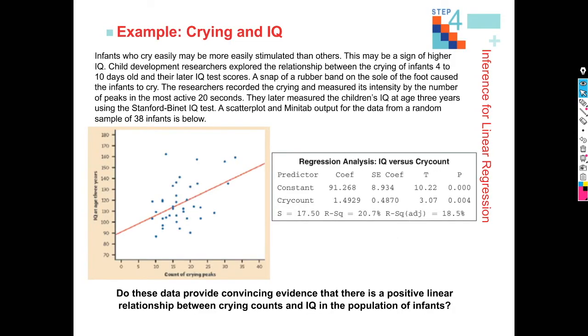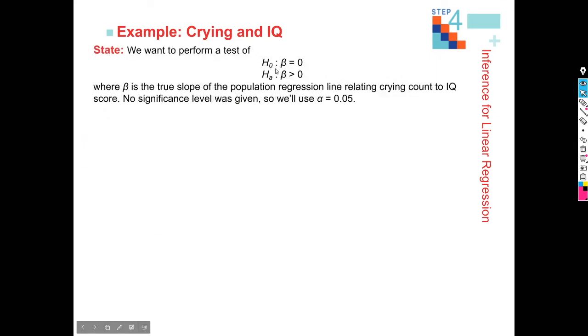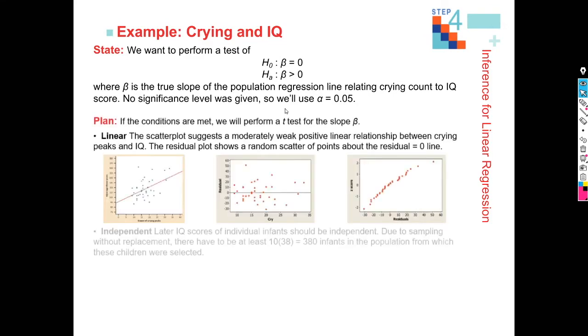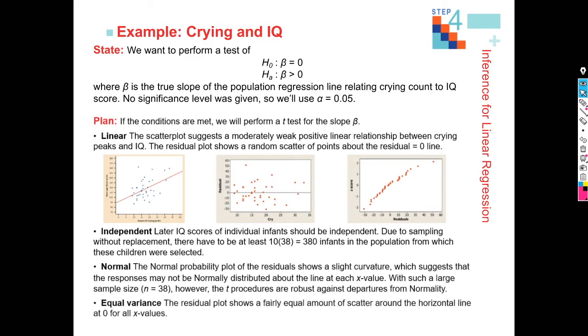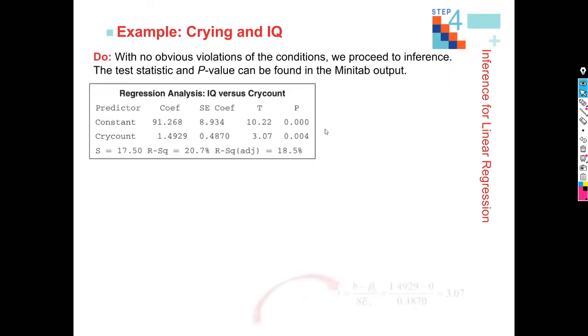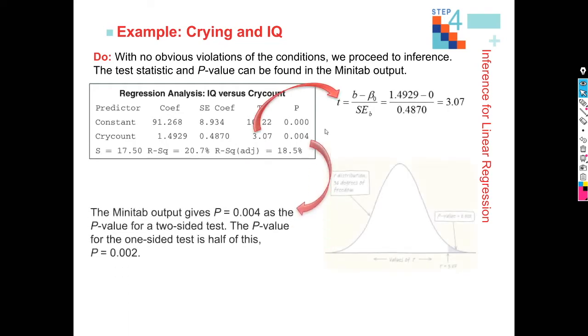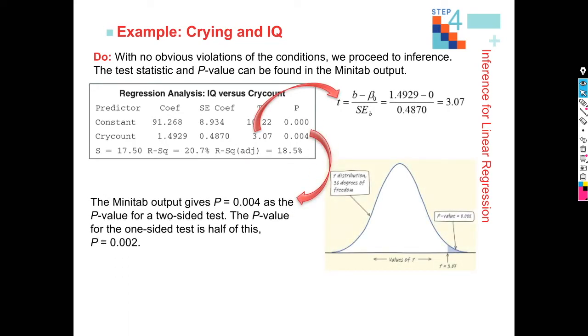So for example, on this one, our null and alternative is going to be based on the fact that we're wondering whether there's a positive linear relationship. So based on that, our null hypothesis is that the slope is 0. Our alternative is that the slope is greater than 0 because we're wondering if the slope is positive. That's going to give us a positive association. Again, there are conditions. I'm not really going to talk about them. I'll just say again that the table would give you all the values that you would need.